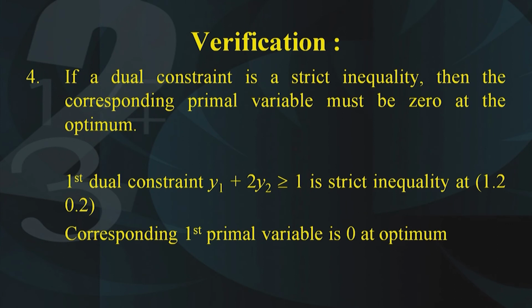Next, the fourth condition. If a dual constraint is a strict inequality, then the corresponding primal variable must be 0 at the optimum. Now, the third dual constraint is y1 plus 2y2 greater than or equal to 1. This is a strict inequality at the point 1.2 comma 0.2. Now, corresponding to this first primal variable, this is 0 at the optimum.